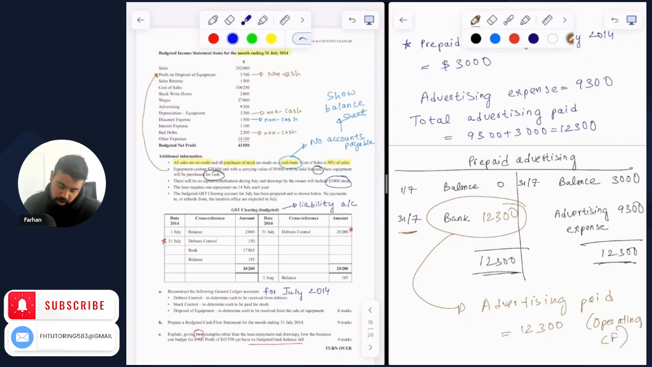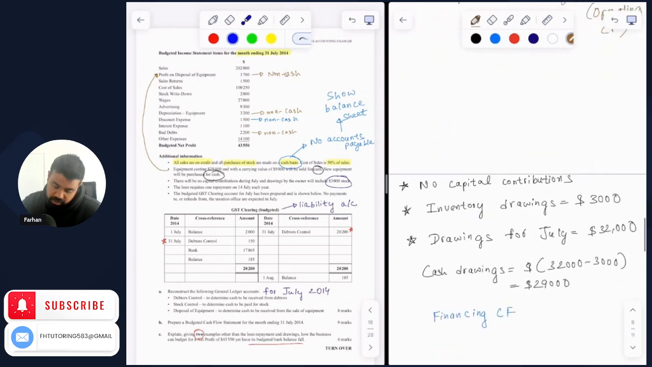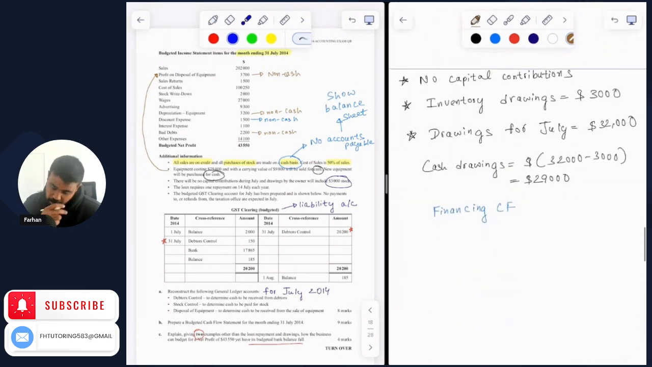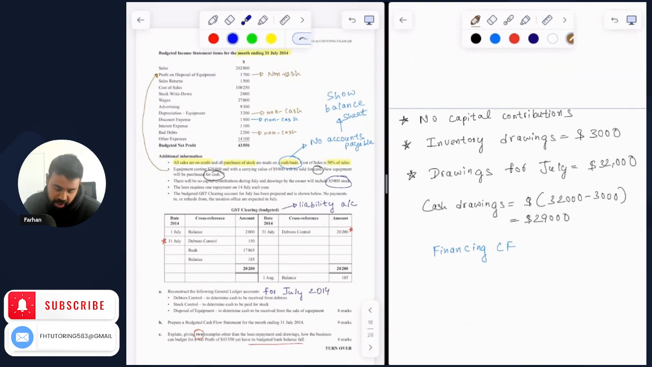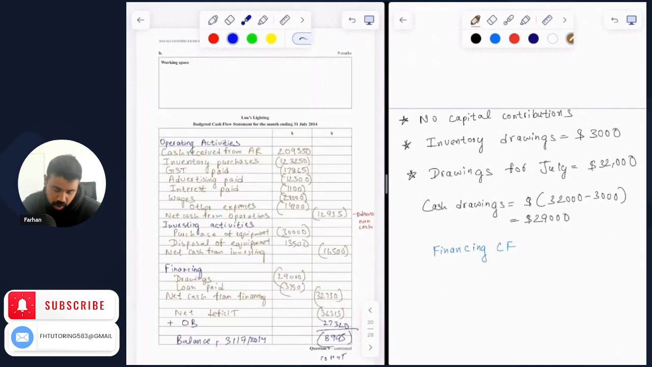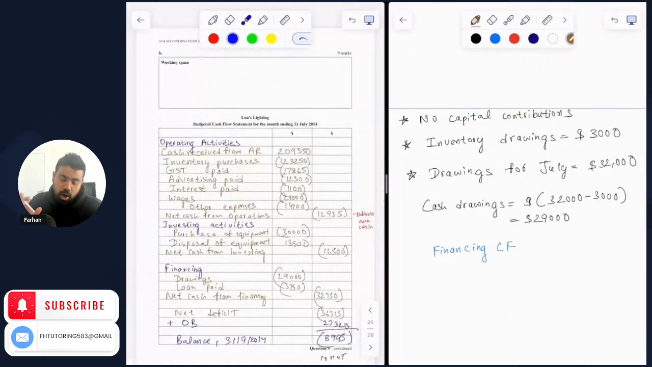All right, so what else do we have? Let's look into the budgeted cash flow statement, and then we'll come to the discussion on the cash drawings. All right, so the budgeted cash flow statement, we're starting with the operating activities. So first, we include the cash received from our customers, our accounts receivable, and that is $209,550.